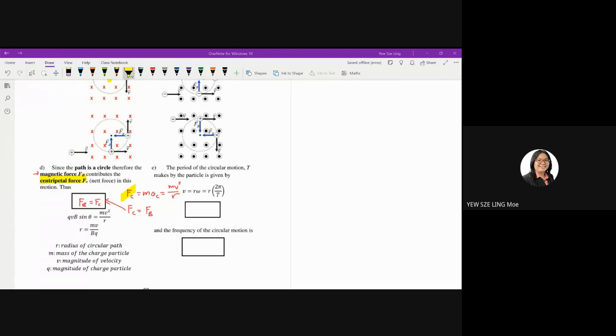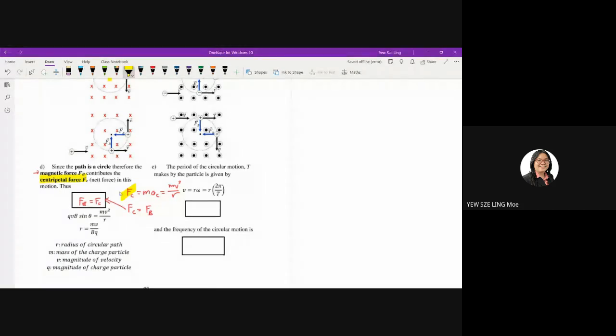FC does not represent any particular force. FC is just a name for the net force that causes your object to move in a circle. That is FC. So in this case, the force that causes my object to move in circular motion is FB. Therefore, when you substitute into the equations, eventually you will obtain QVB sine theta equals MV squared over R. If you rearrange the equations, then you will be able to determine the radius of the circular path. All right, so r equals mv over bq.